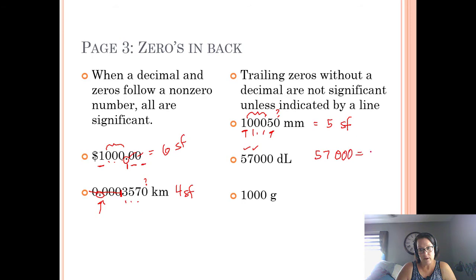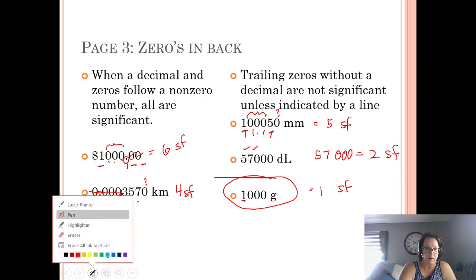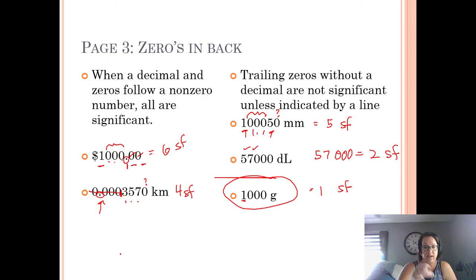57,000 would equal 2 sig figs. Now this number at the bottom, no decimal in sight, so the only thing that counts is that 1. 1 sig fig.